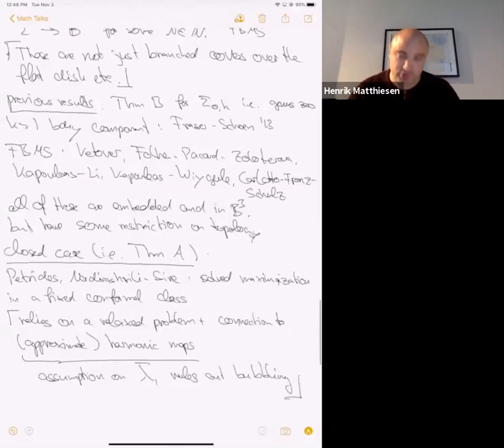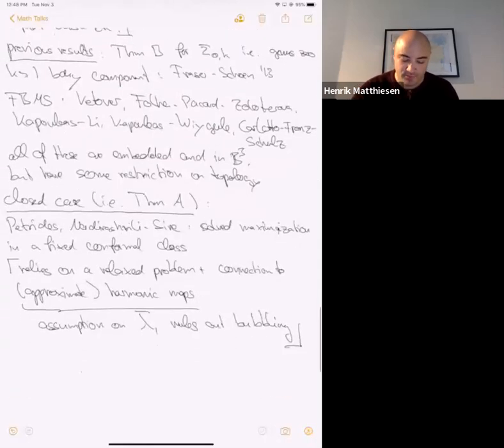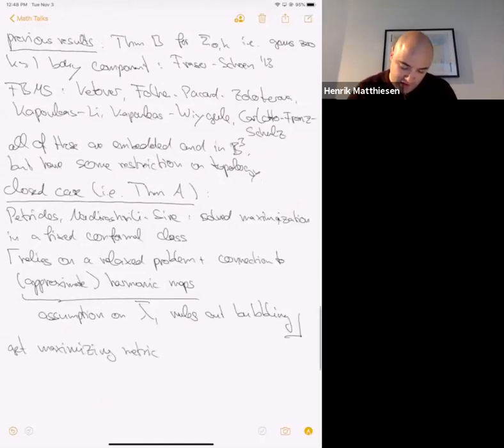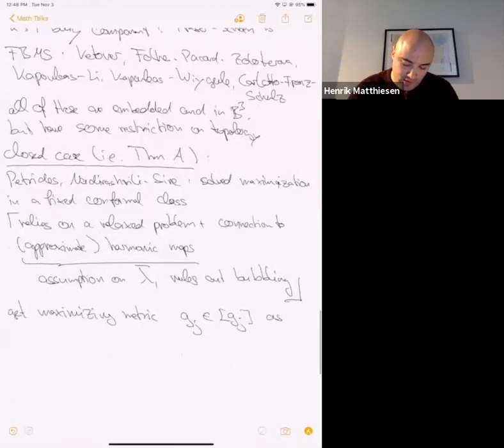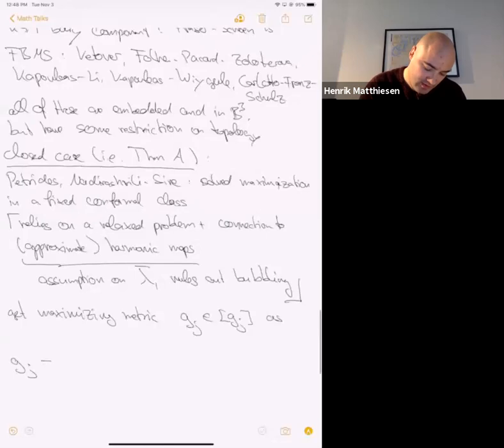Okay, and so then this comes with some extra information. It comes with the following extra information, and that tells you also where these conical singularities come from. So what you get is the maximizing metric, and let me already put a sequence here, G_j, in its own conformal class, as follows. So you recover this metric by the energy density of a harmonic map.